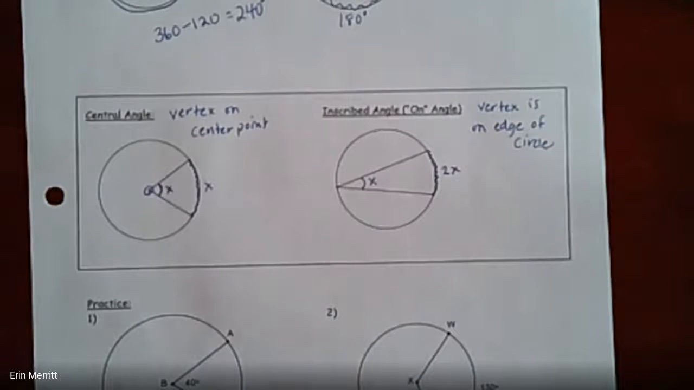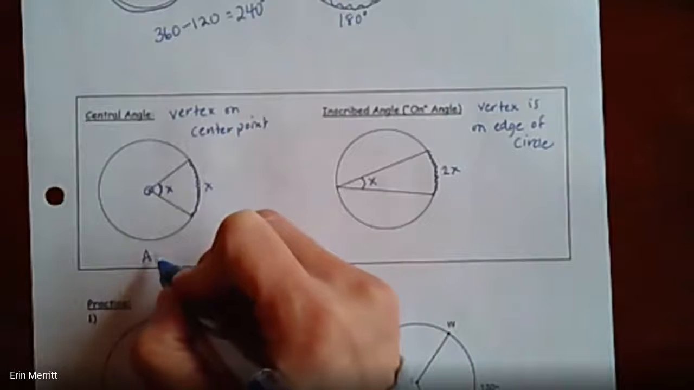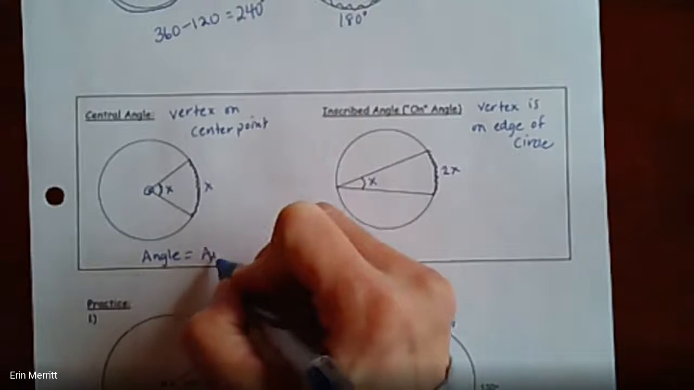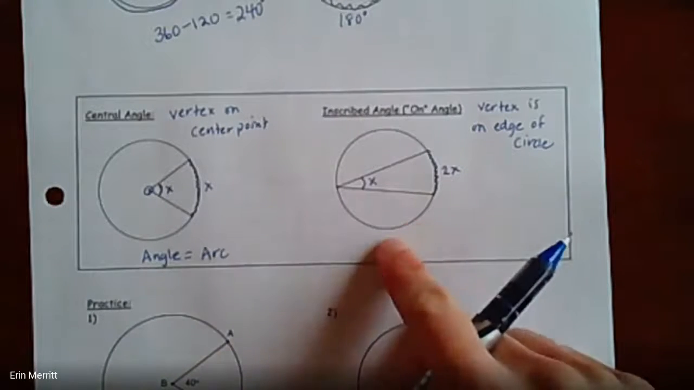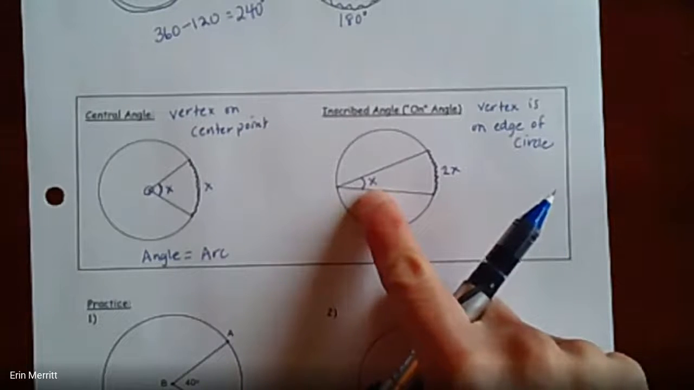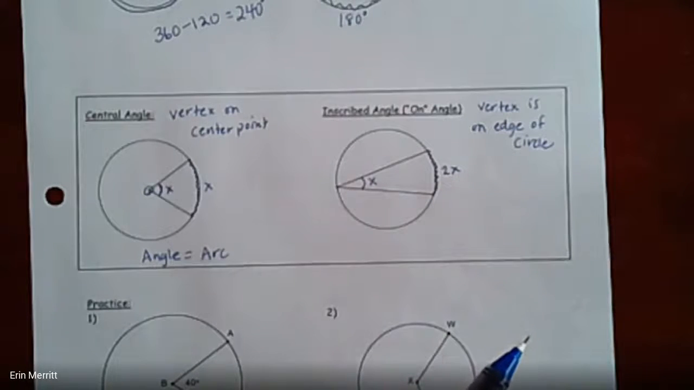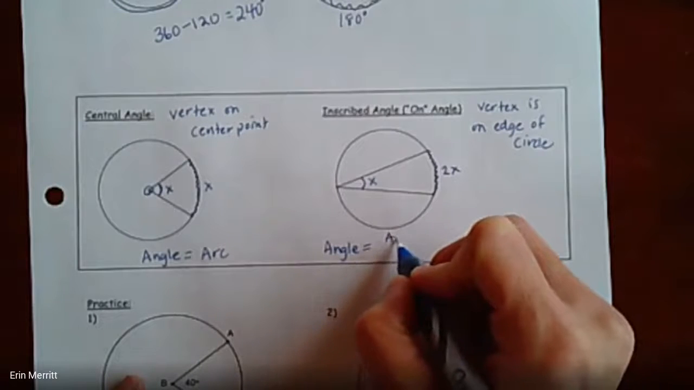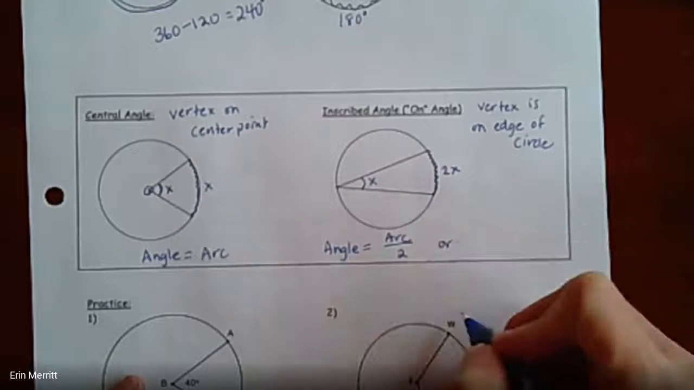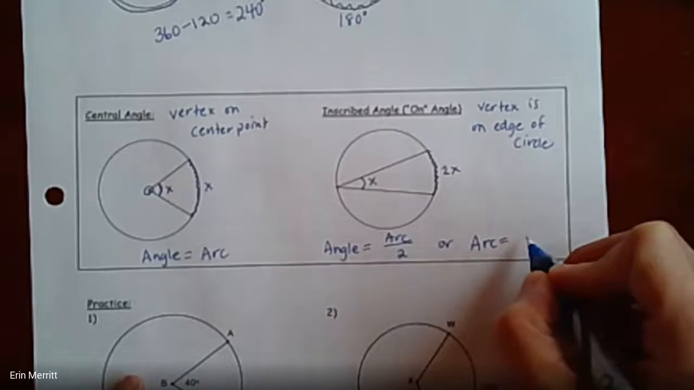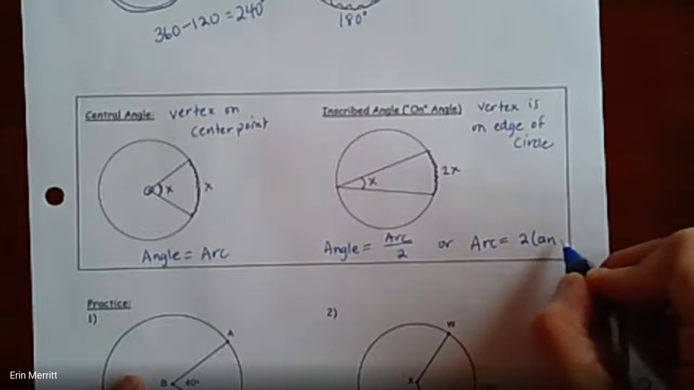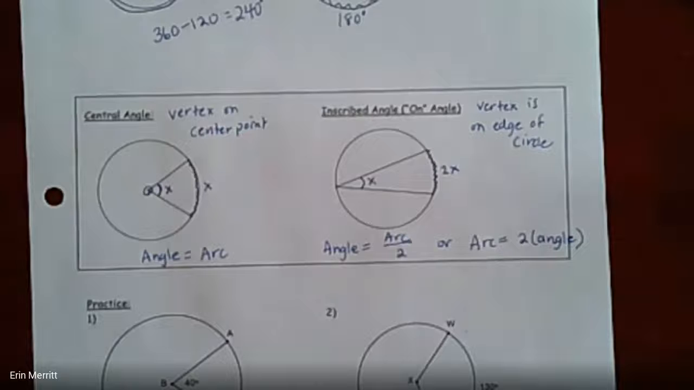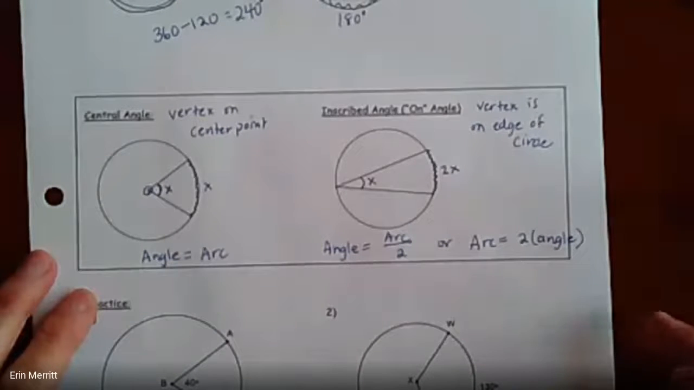So there's a couple ways you can think of this. For this one, the angle is equal to the arc. So that one's easy. Here, you can think of the angle as being half of the arc, or the arc is equal to 2 times the angle. You can kind of say it either way. So the angle is equal to the arc over 2, or I can say that the arc is equal to 2 times the angle. So you get to pick. Right? And what I mean by that is you'll use it depending on what information is given to you.